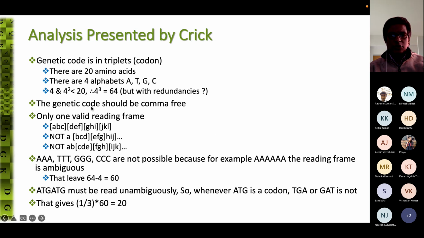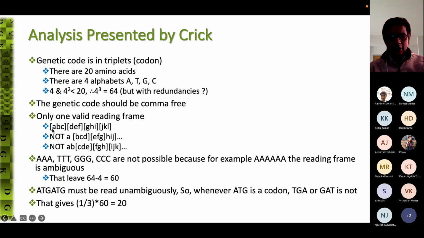And of course, they knew, because they had the structure, that there would not be any comma. What is the meaning of comma? That there would not be an intervening compound or molecule which would separate out the ATGC, so that there would be 3 bases, and then something that separates it out, and then another one. It would not be like that, because they knew already from the DNA structure that it was continuous. And so this one was very correct, what he said, that there would be only one reading frame.